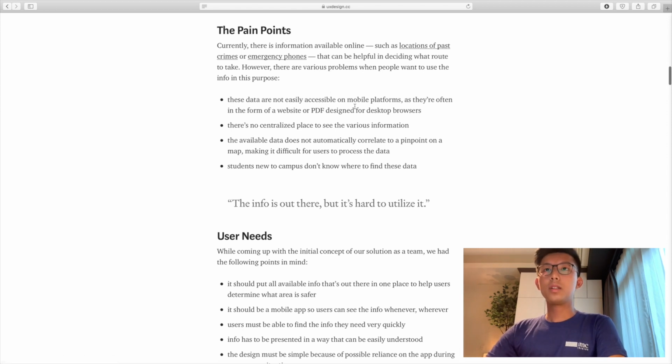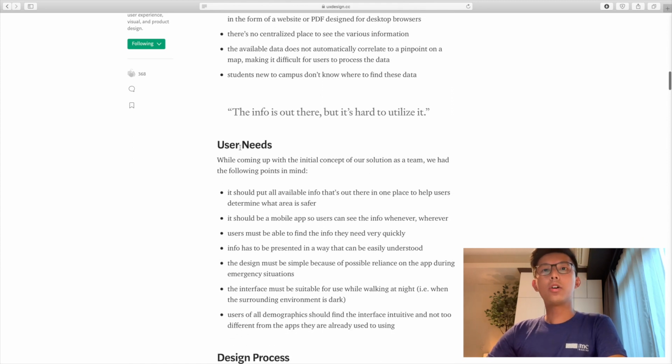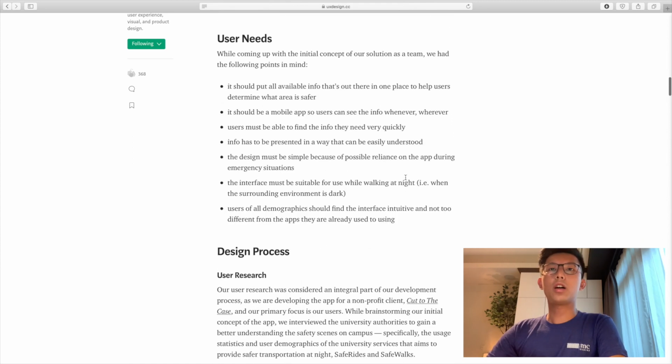So we identified that, and we thought, okay, what does the user really need? It turned out they really just need a central place to see all this information, and with this information, they can make safer choices. We listed out all the things we want the app to have. For example, it should be a mobile app so that when I am walking around campus at night, I can just pull out my phone and open an easy, quick to access app to see the information, because we thought this would be something kind of urgent for users.